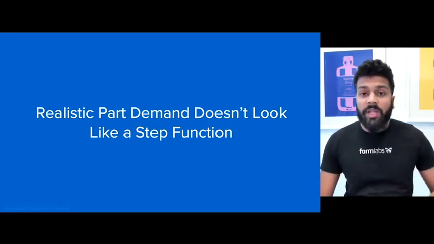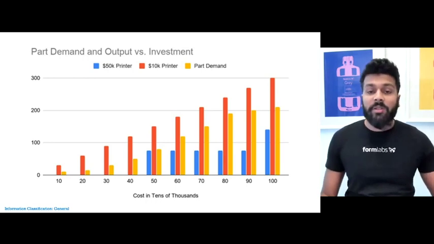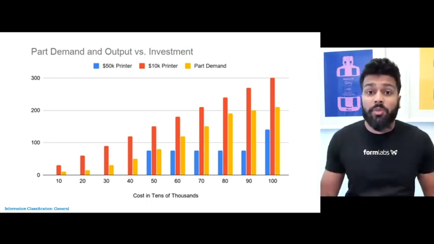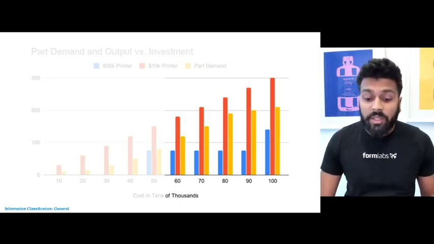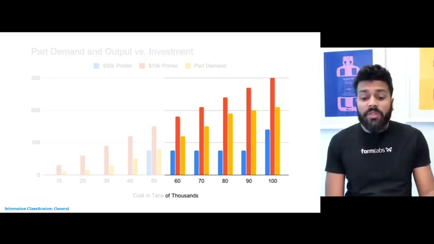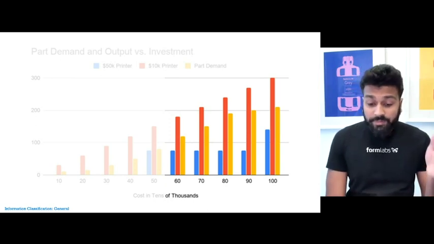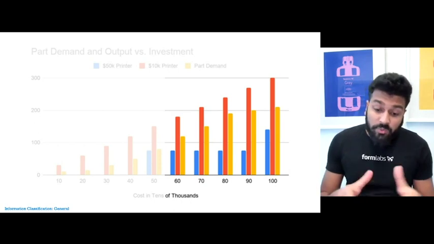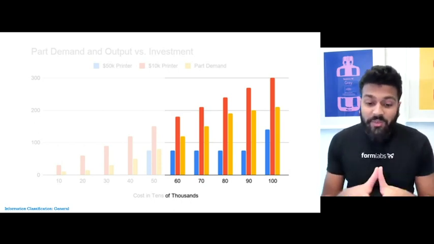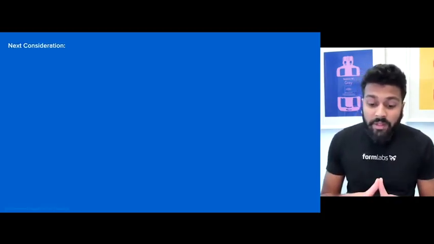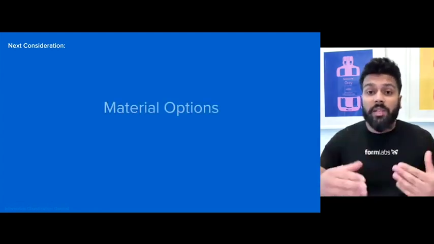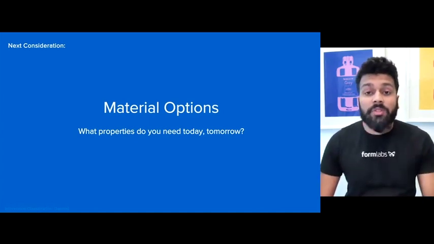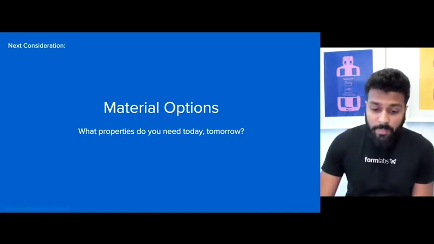But the thing is, realistic part demand doesn't look like a step function. It doesn't look like randomly you want to make 100 parts and then randomly 6 months down the road, you're going to have a magic 200 parts you need. That's not reality. So you can see the yellow bars here in terms of demand. And if you hone in on the sweet spot here, depending on which printer you have, if you have a $50,000 printer, your part demand exceeds the capacity for you. However, with the $10,000 printer, you're able to match it much more closely.